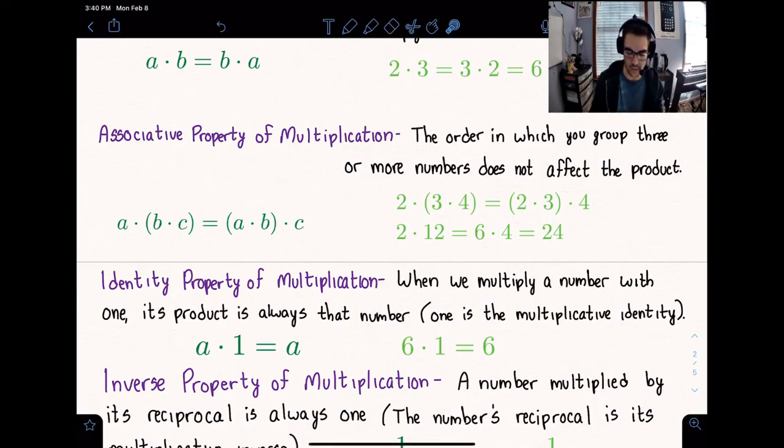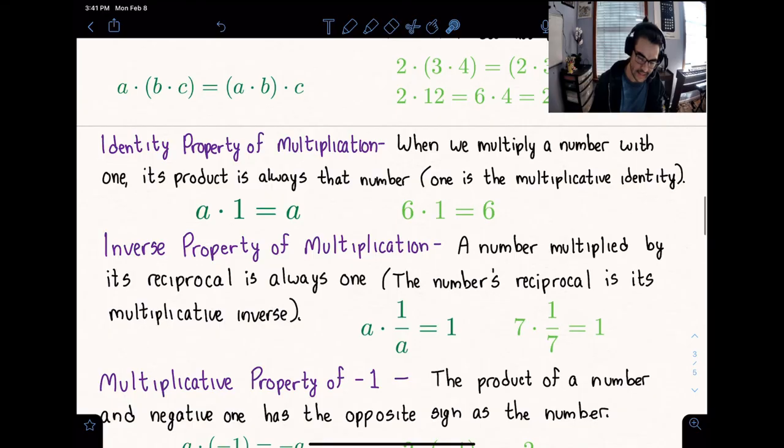And actually, these associative properties for both addition and multiplication are very, very important later on in algebra, especially when you get to factoring trinomials or 4-term polynomials. The factoring by grouping method involves us utilizing this property.